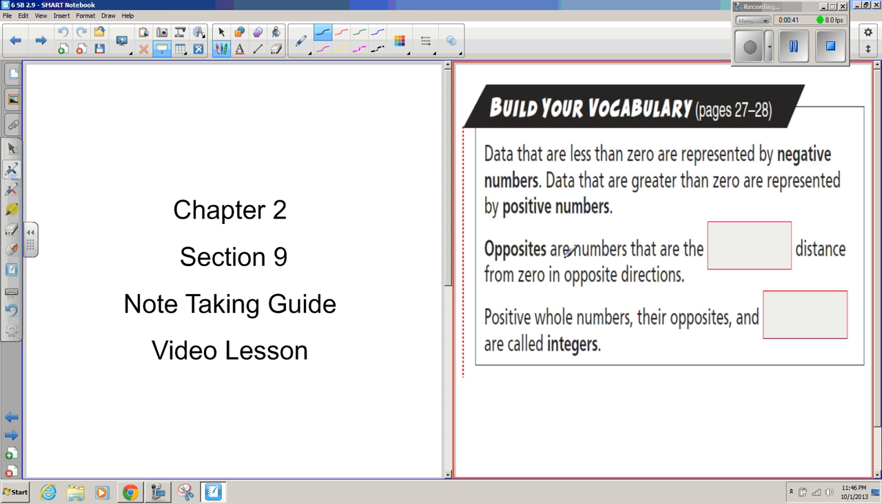Opposites are numbers that are the same distance from 0 in opposite directions. Positive whole numbers, their opposites, and 0 are called integers.